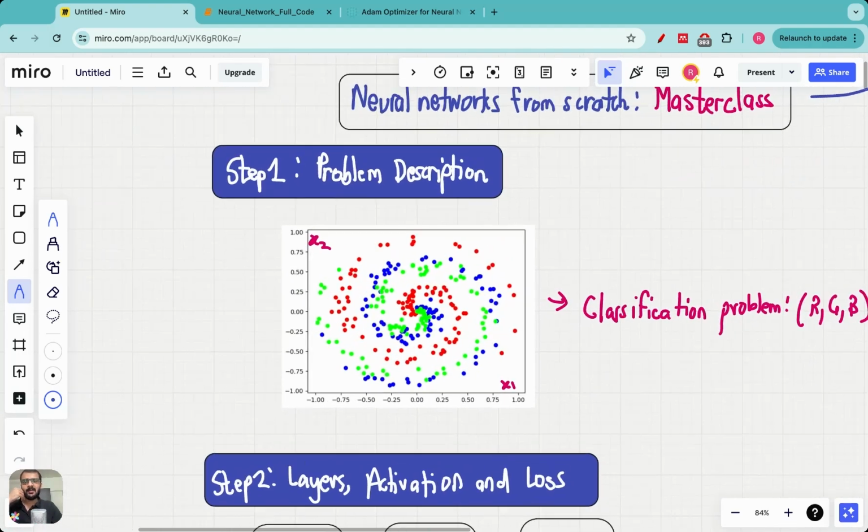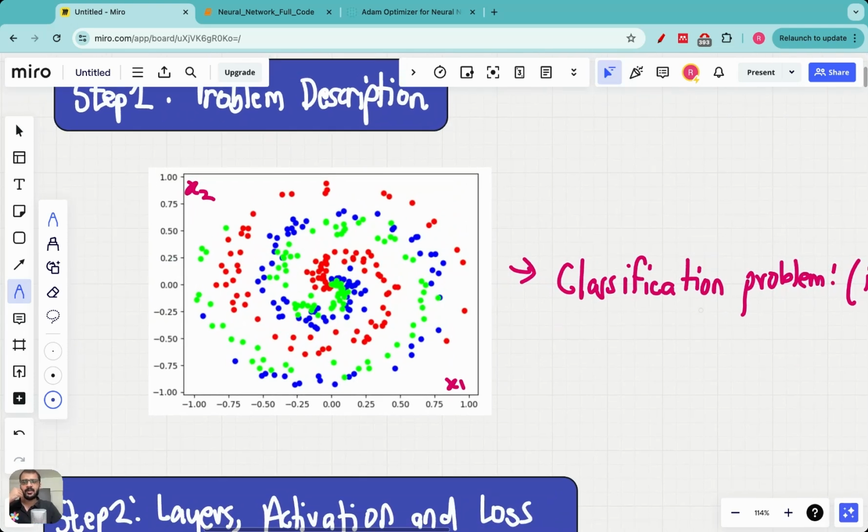So let's get started with step one, which is the problem description. So here's the problem which we are going to solve today. This is the data set which we are going to consider today. You will see that every data point has two attributes, x1 and x2. Along with that, every data point which has been shown here belongs to either one of three classes, red, green, or blue. So I'm just writing that here. Every data point belongs to either one of the three classes, red, green, or blue.